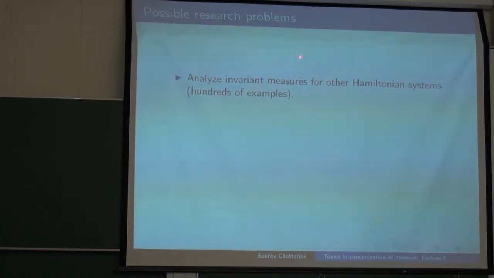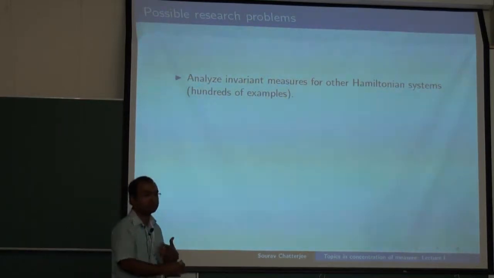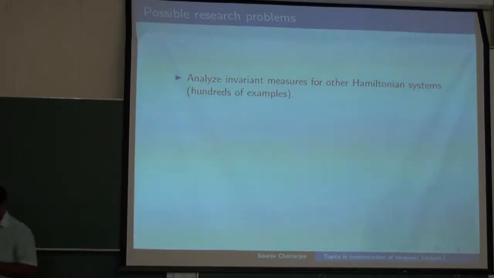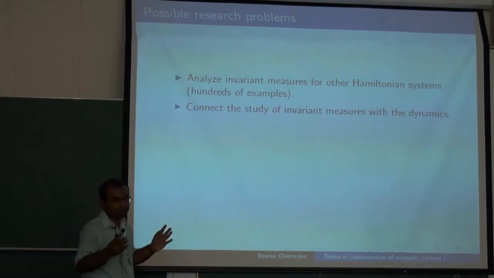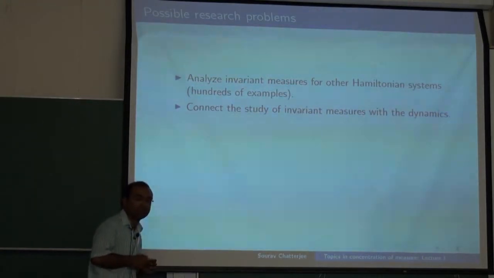Now, there are some possible research directions. You can analyze invariant measures for other Hamiltonian systems. The nonlinear Schrodinger is just one. There are hundreds of Hamiltonian systems. There are integrable systems where you know all the conserved quantities. So you can naturally try to study invariant measures for these things, and they will give you an idea of the long-term behavior of these flows. This one I don't know how to do, how to connect these invariant measures to the dynamics. So that's a general broad question: once you know something about the invariant measures, how would you connect it to the dynamics?